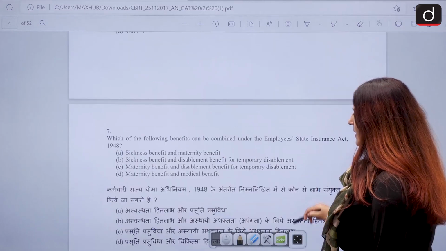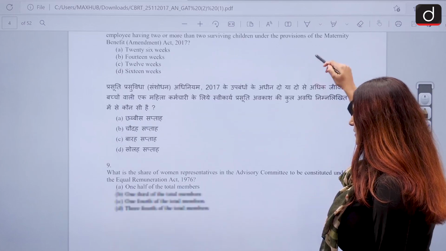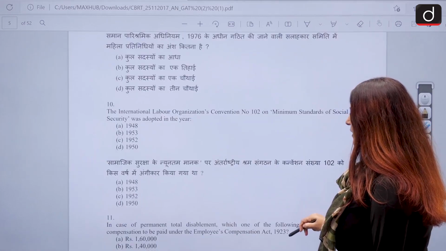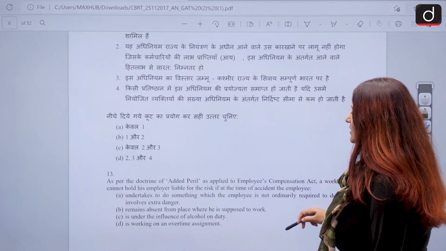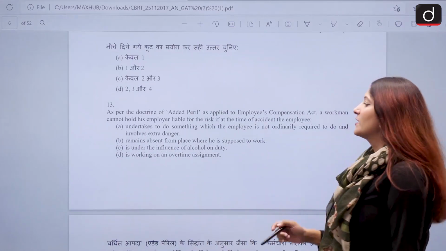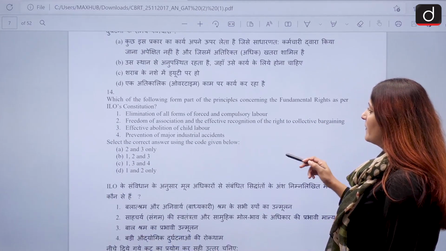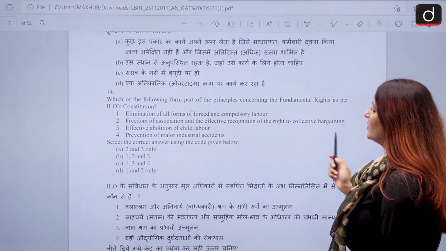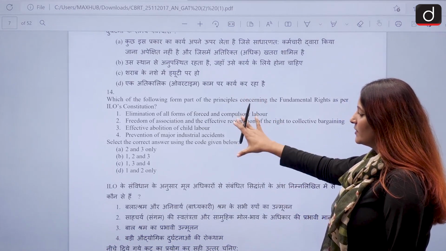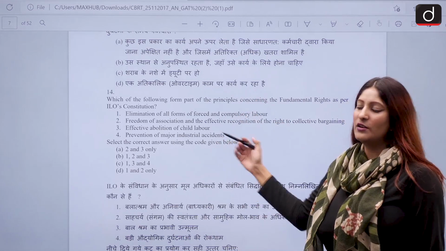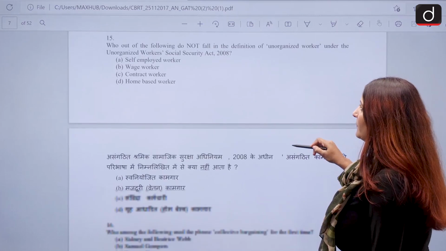Again, we see all these are of course from labor. Then certain other questions you might encounter are from the logical reasoning and maths part. I'm just skipping over those. Which of the following forms part of the principles concerning fundamental rights as per the ILO's constitution? 4 statements are given and 4 options are given. You have to select the correct one. 120 questions are there. Alright, 120.